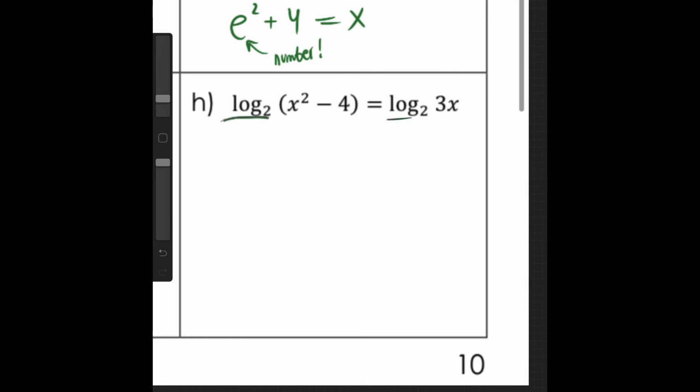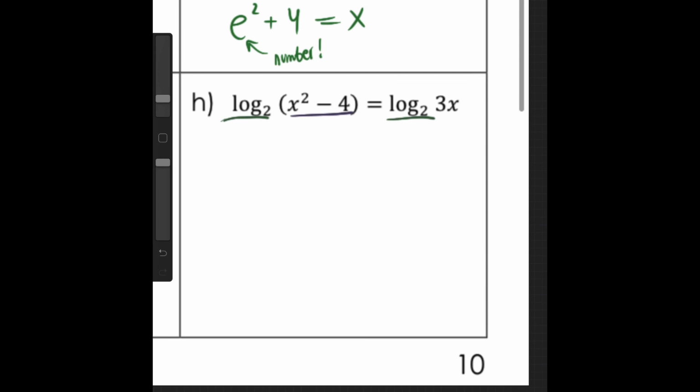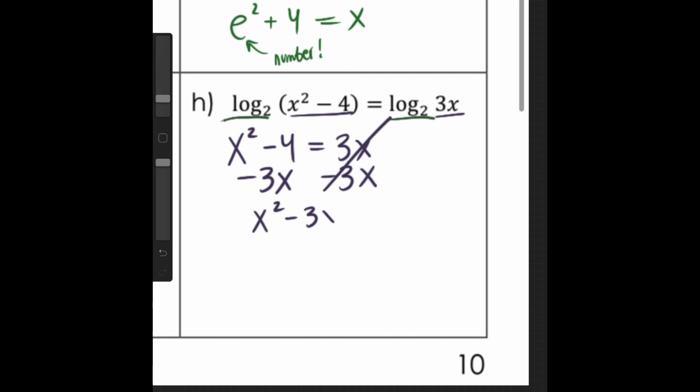So once again, this is the same idea, same log, same base, so we can set the insides of the log equal to each other. And once again, this is going to be a quadratic trinomial. So I'm going to get it into standard form by subtracting 3x on both sides, and I'm going to rewrite it into standard form. Once I do that, I'm going to be looking for factors of -4 that add up to -3, and I'm thinking those are -4 and +1.